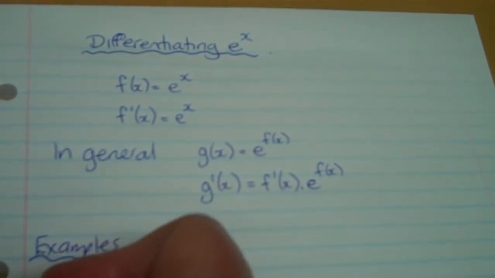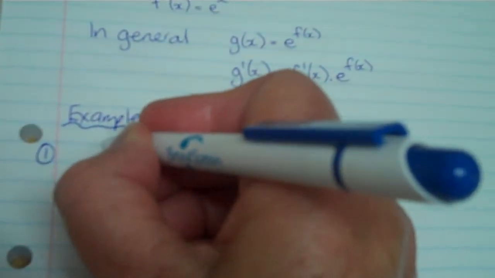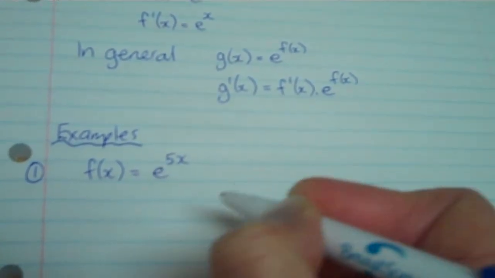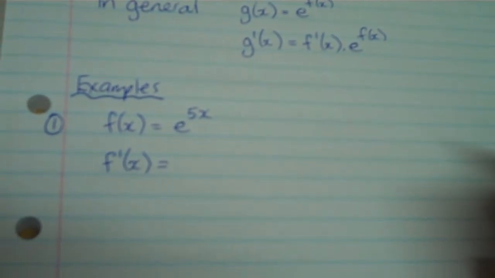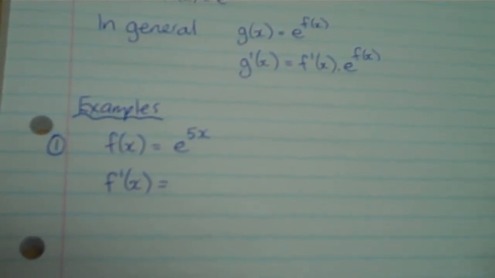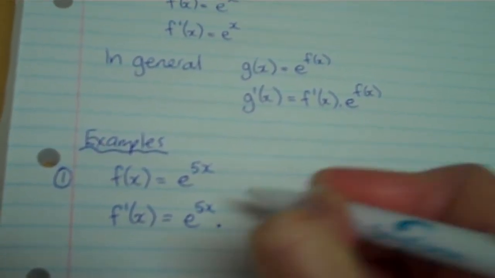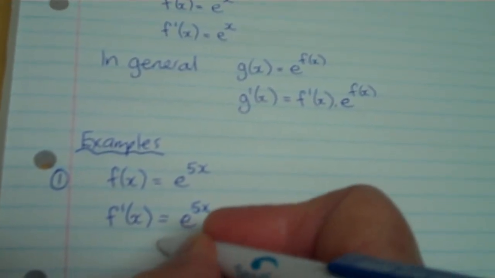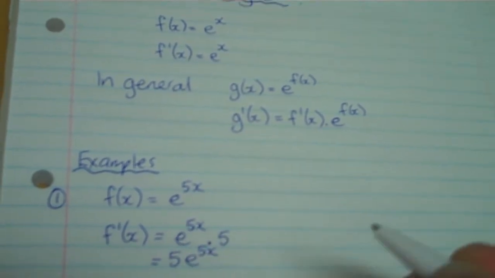The first example, just a very straightforward one. f of x equals e to the 5x. So f dash of x, the derivative of e to the 5x is simply e to the 5x, and then you've got to multiply by the derivative of the 5x, which is 5, and so this would be written as 5e to the 5x.